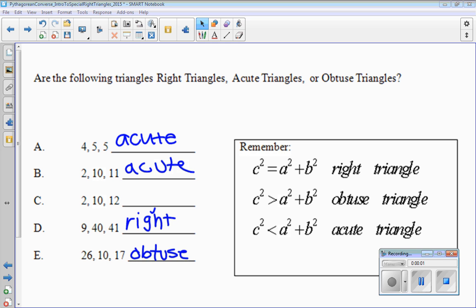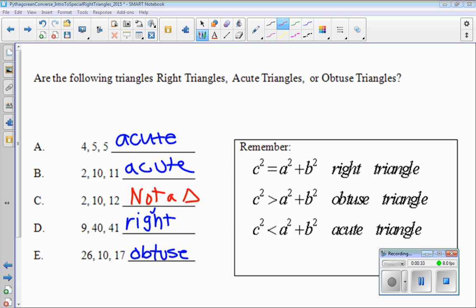So I agree, C should not even be a triangle because 2 plus 10 is not greater than 12. So this is not even a triangle. So we probably should check to make sure it's a triangle before we can even check whether it's right, obtuse, or acute. Now, these are the notes that you are supposed to have read through and looked at for your homework to decide what kind of a triangle it was. So once you've checked to make sure it's a triangle to begin with, then we can plug these numbers in.